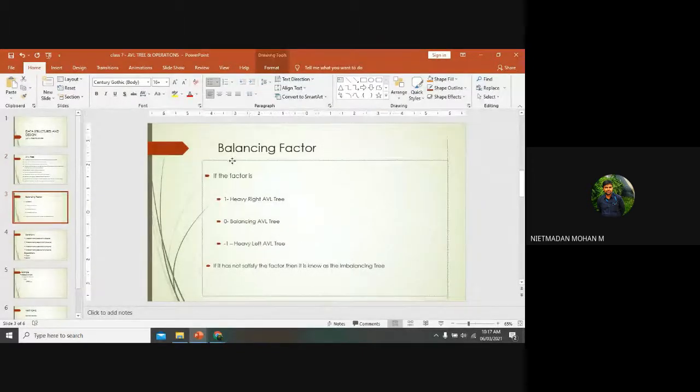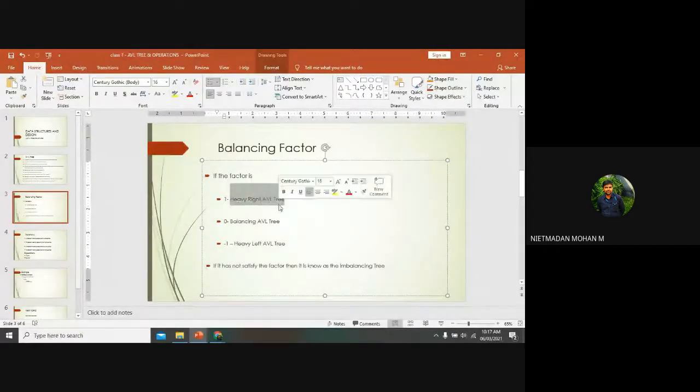So that is the balancing factor. If any one of the nodes gets 1 as the balancing factor, then that tree is known as a heavy right AVL tree. If you get 0 at the root node, then it is a balanced AVL tree. If you get -1, it means a heavy left AVL tree. After the example, with these 3 points, you can understand easily. If the root node does not satisfy these 3 things, then it is known as an imbalanced tree.